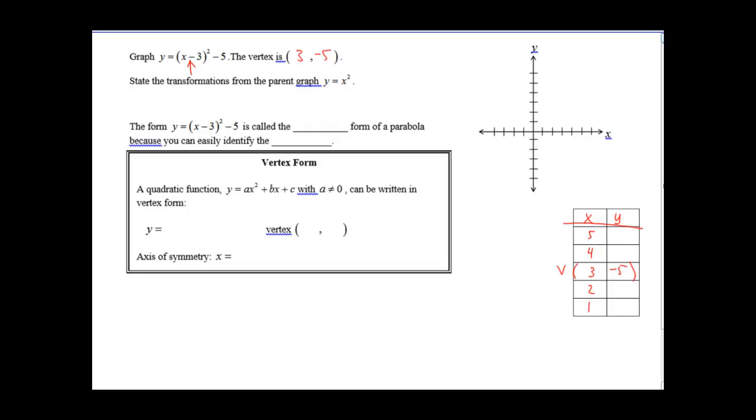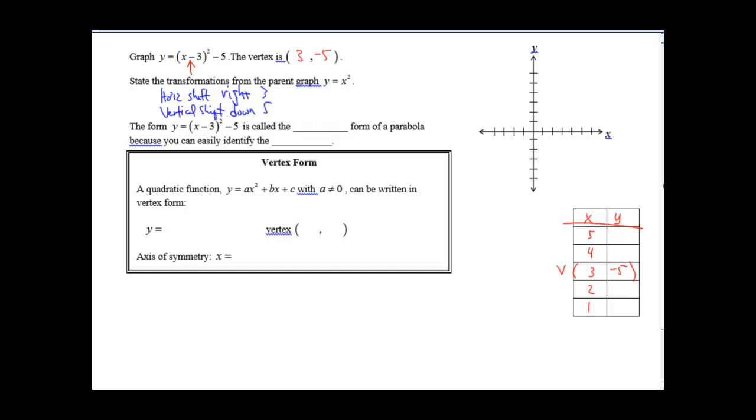So state the transformation. If we go back to the original part, if we state the transformations from the parent graph, what has basically happened? It was a horizontal shift. Which way? Well, we know that it's gone to positive 3, which is on the right, and then down. So it's a horizontal shift, right 3, and we know it went down. So vertical shift down 5.